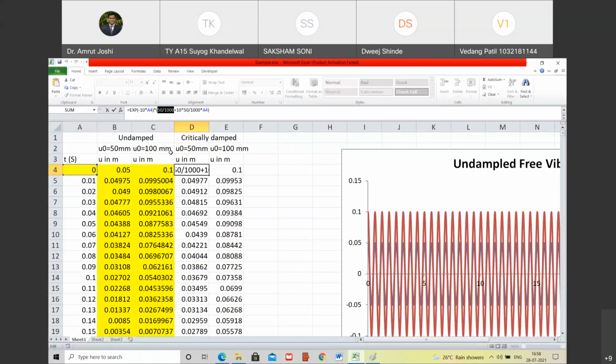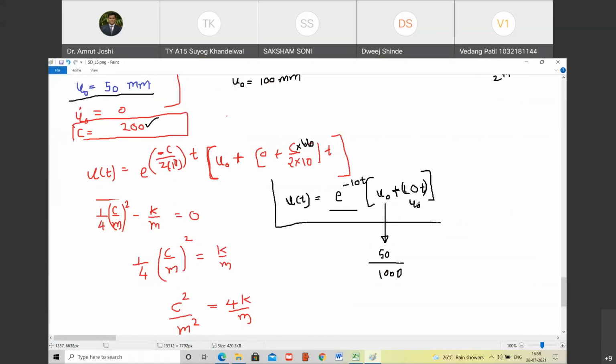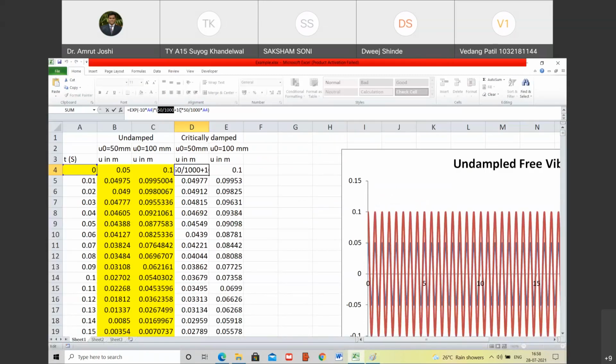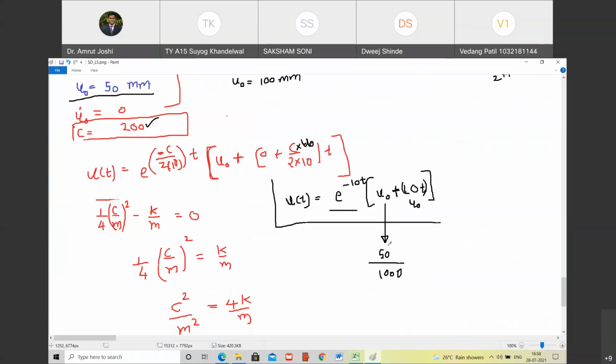Yes, sir. What is the next term here? 10 into U0 into T. Agreed? Yes. So plus 10 into U0, 50 by 1000. Happy? Yes. Into T. T is nothing but A4. When I go to the next cell, it becomes A5. When I go to the next cell, it becomes A6. So essentially, I am multiplying it by the time. Do you agree with me? Yes, sir. So do all these values represent the solution u of t when the system is stretched by 50 mm? Yes.